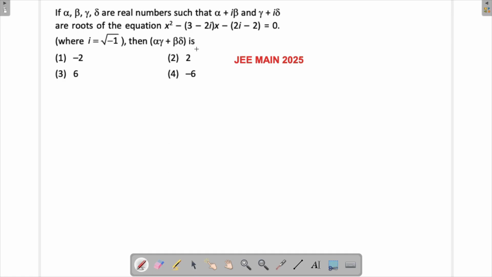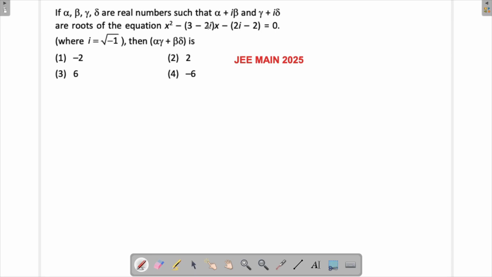So, the first thought which we have generally is that when we see these roots, alpha plus i beta and gamma plus i delta, we should sum up these two roots and find minus b by a, and then multiply these roots and find c by a. But if I do this, even if I do the multiplication, I won't be getting this, right?